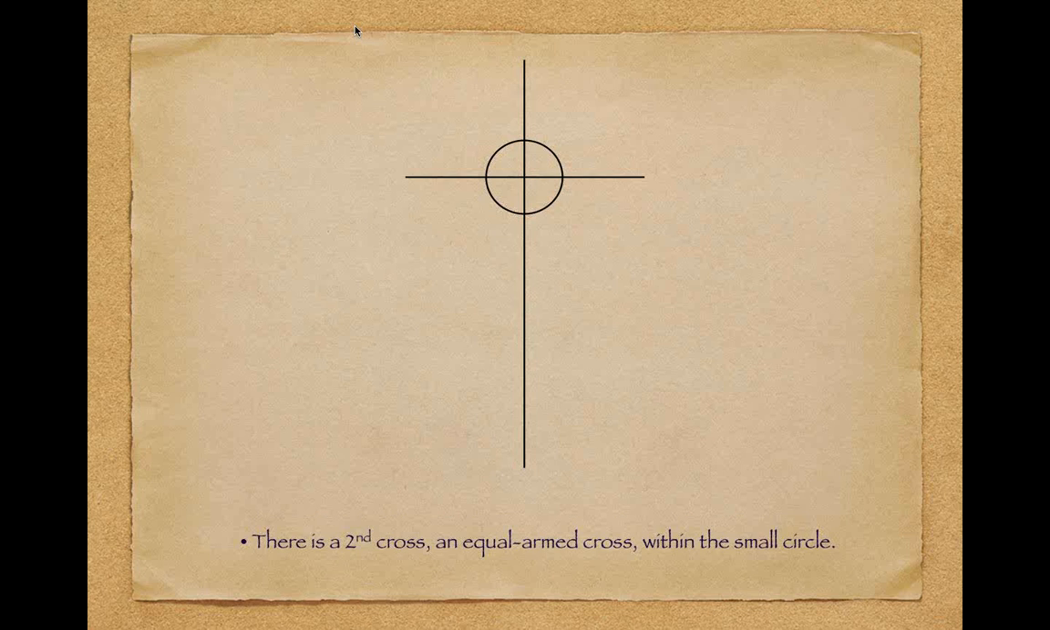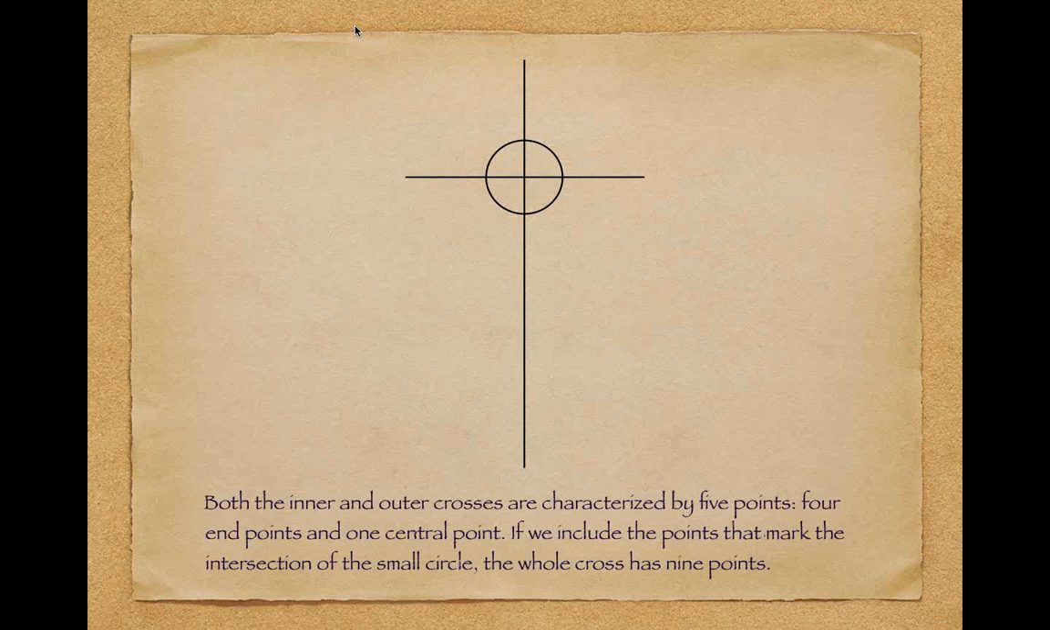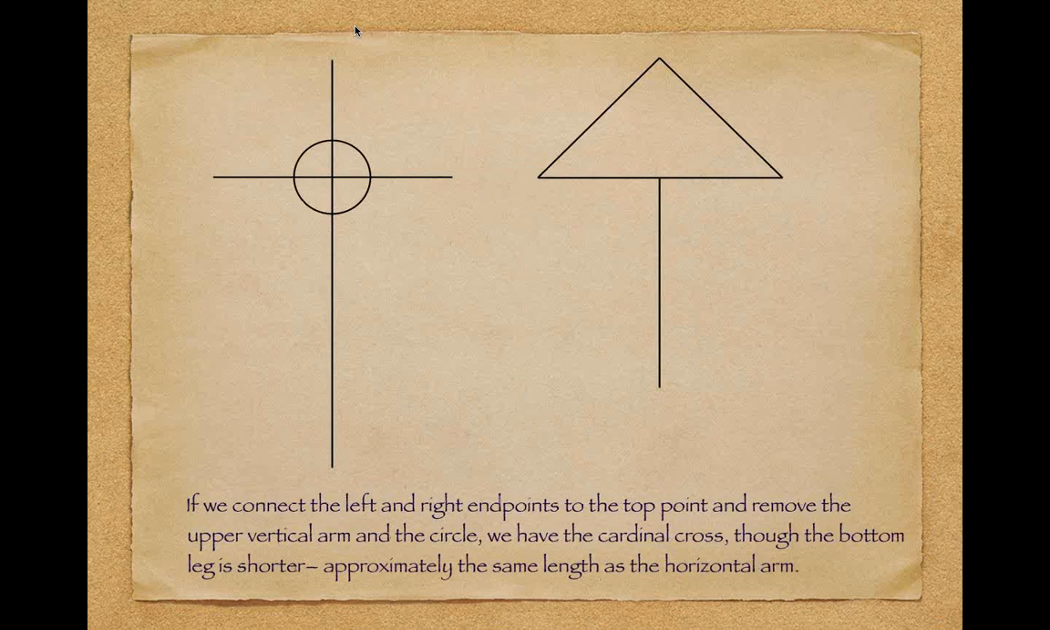There's a second cross, an equal arm cross, within the small circle that was brought out. Both the inner and outer crosses are characterized by 5 points, 4 endpoints and 1 central point. If we include the points that mark the intersection of the small circle, the whole cross has 9 points. If we connect the left and right endpoints to the top point and remove the upper vertical arm and the circle, we have the cardinal cross, though the bottom leg becomes shorter, approximately the length of the horizontal arm.